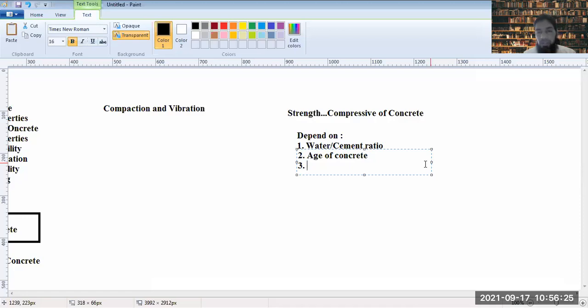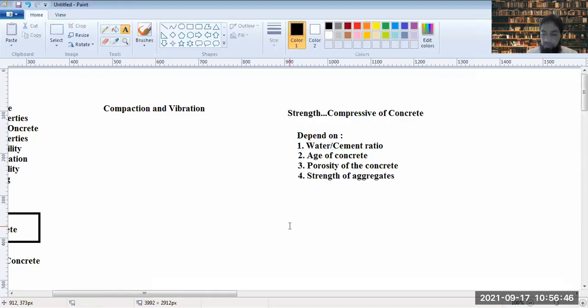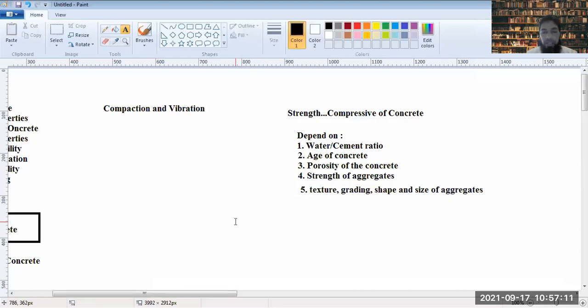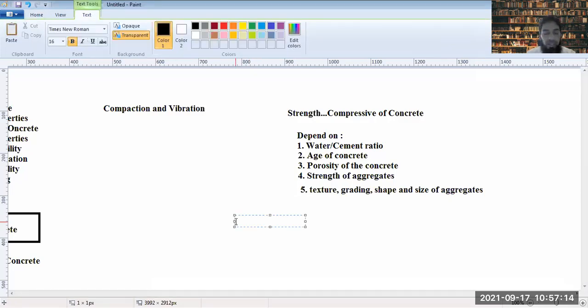Strength would also be dependent on various other things like porosity of the concrete itself, and it would be dependent on the strength of aggregates, and it would also depend on the texture or grading, shape, and size of aggregates. So these are the factors on which the compressive strength of concrete depends, primarily on water cement ratio. That's the first thing I'll be taking up.